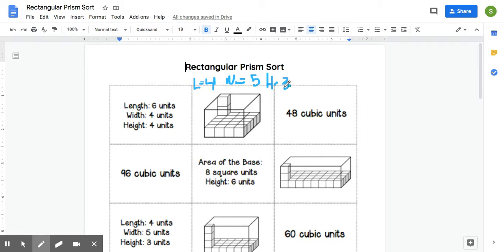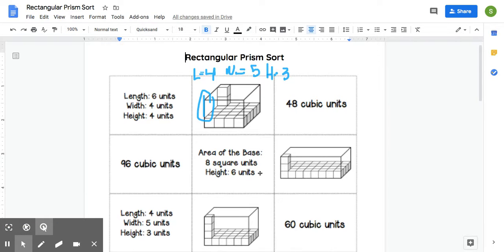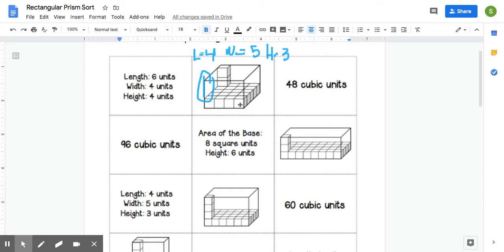Okay, so now we have our dimensions. So I'm going to put a 1 on this because this was our first rectangular prism we did. And I'm going to put a 1 also on the box that matches this, that has the dimensions we need. So right here, I see the length, 4 units, width, 5 units, height, 3 units. Perfect. So I'm going to put a 1 so I know these two go with each other.